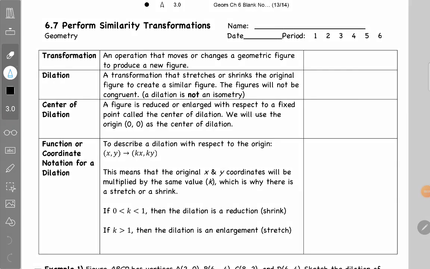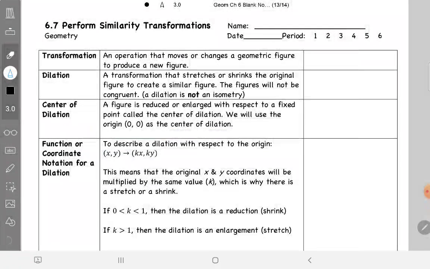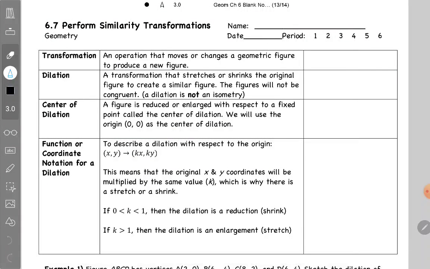We're going to be looking at performing similarity transformations. Now, if you remember, a transformation is an operation that moves or changes a geometric figure to produce a new figure. A dilation is a transformation that stretches or shrinks the original figure to create a similar figure. The figures will not be congruent. Otherwise, it will not be a dilation.